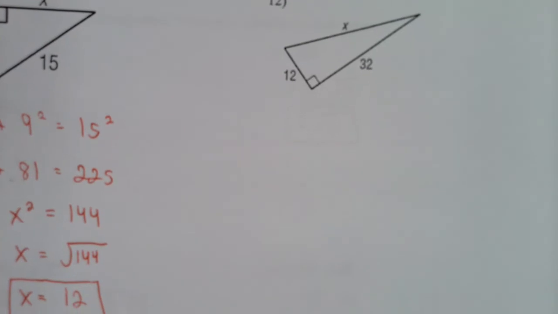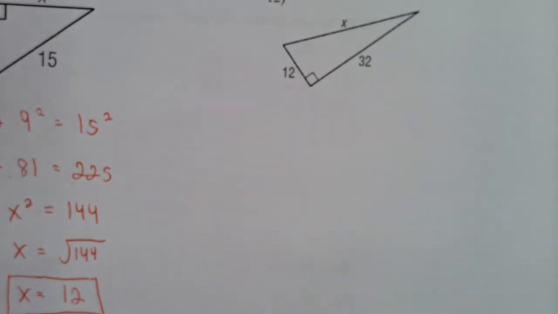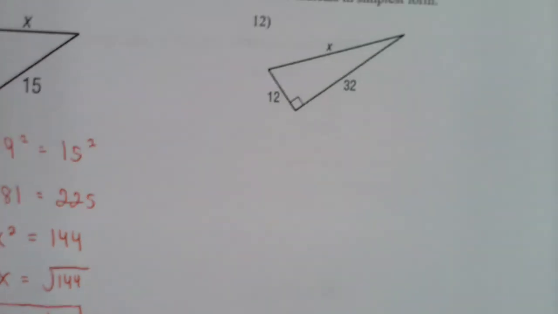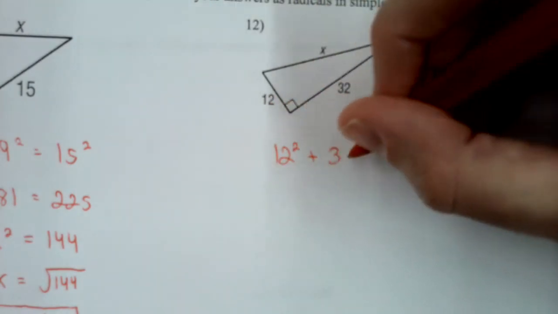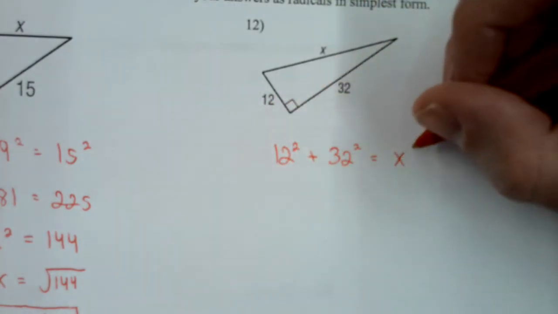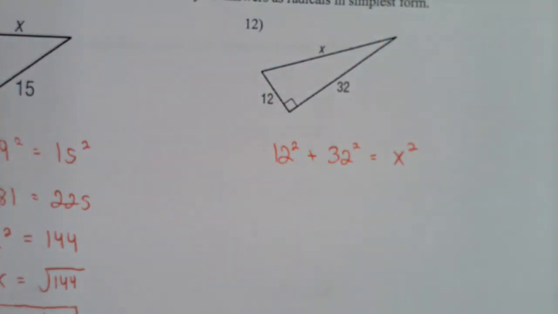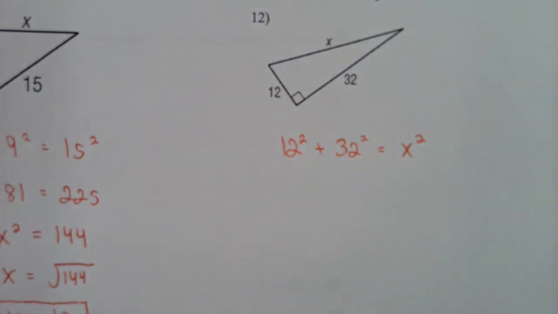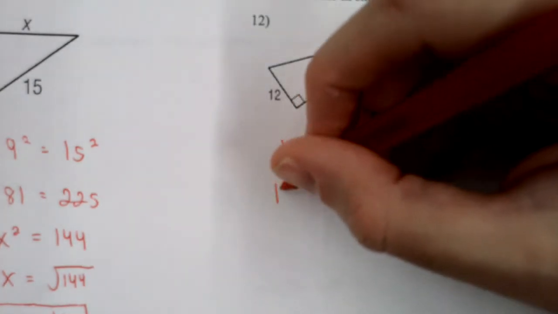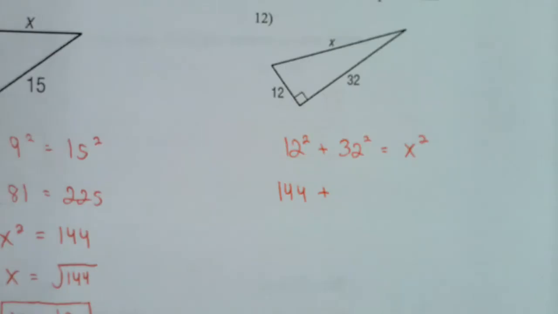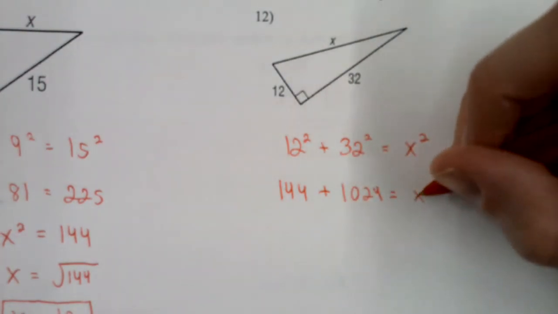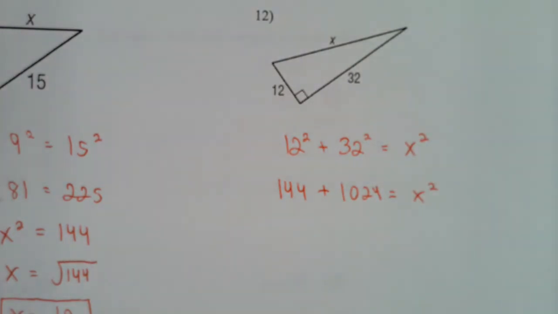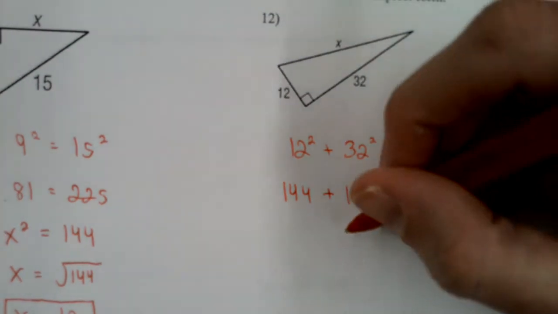Number 12, another Pythagorean theorem problem. So just remember, leg squared plus leg squared equals hypotenuse squared. In this case, you're trying to solve for the hypotenuse. So 12 squared is the leg plus the other leg, 32 squared, equals the hypotenuse x squared. 144 plus 1,024 gives you 1168.